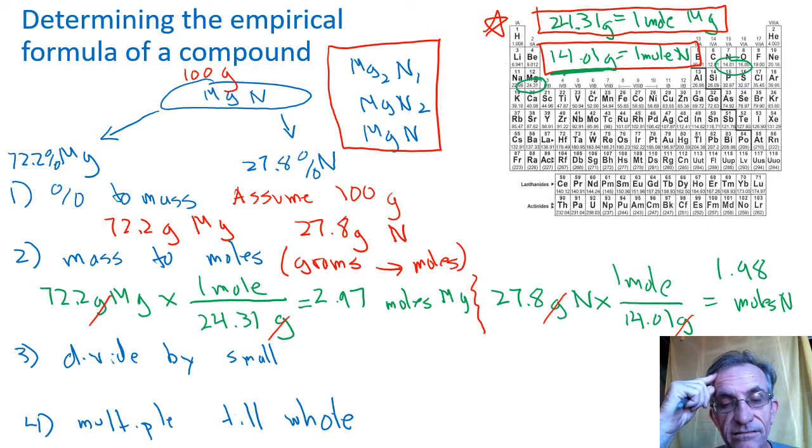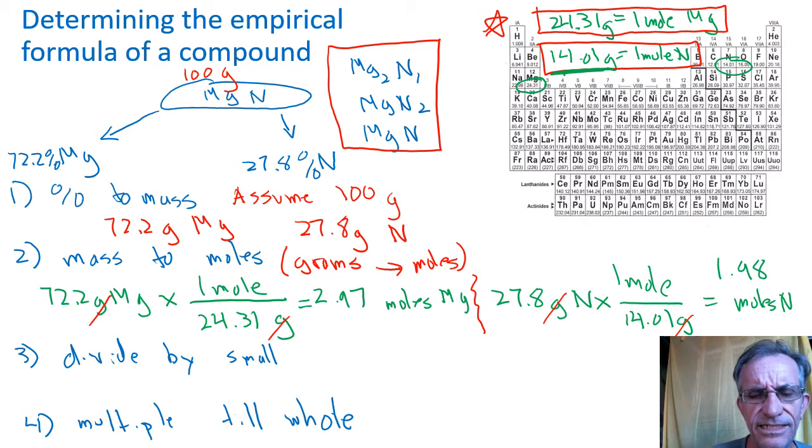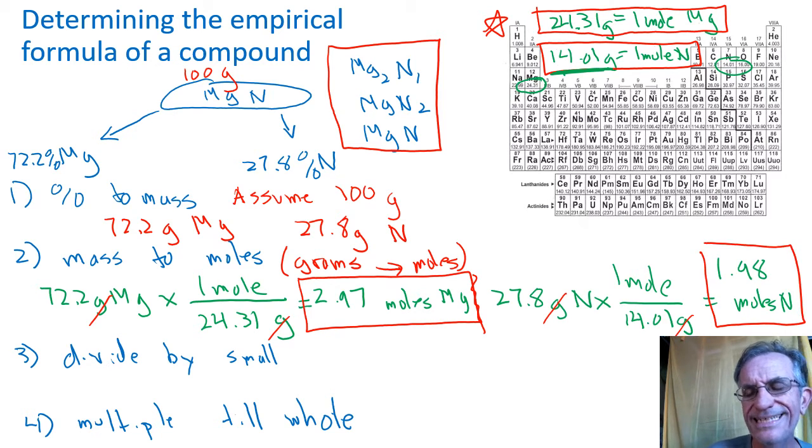Percent to mass, mass to moles, divide by small. So what do I mean by that? What I mean by that is you got yourself two answers. You got the answer for magnesium. You got the answer for nitrogen. There's going to be one answer that's bigger than the other one. You take the big one and you divide by the small one.